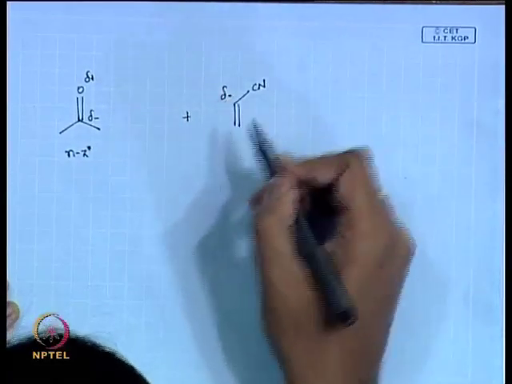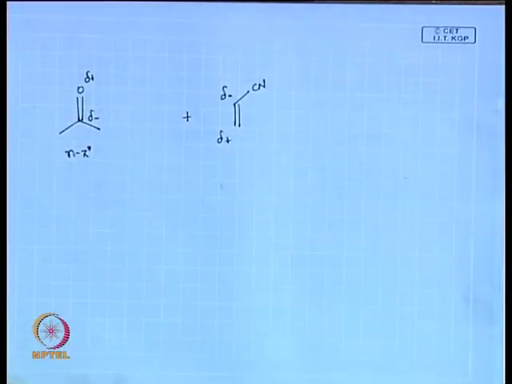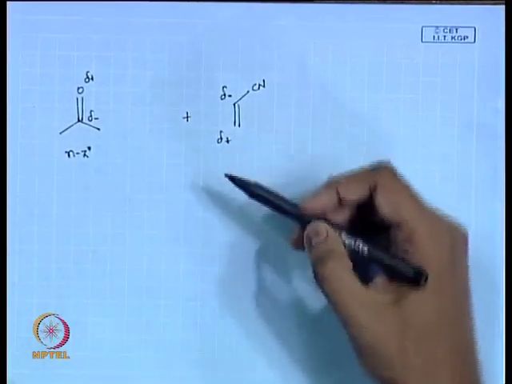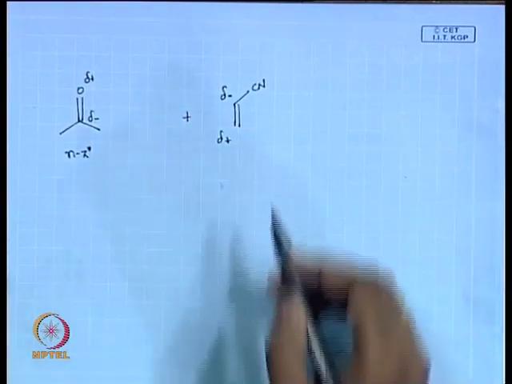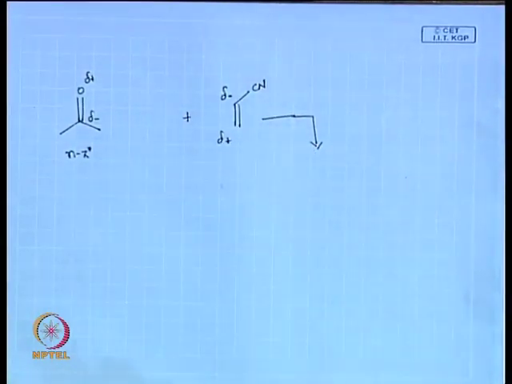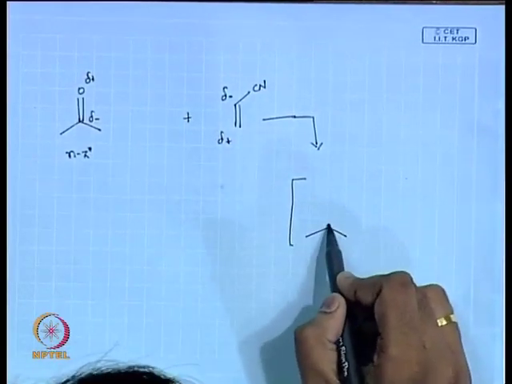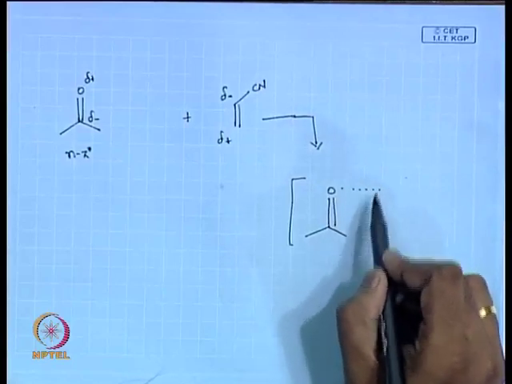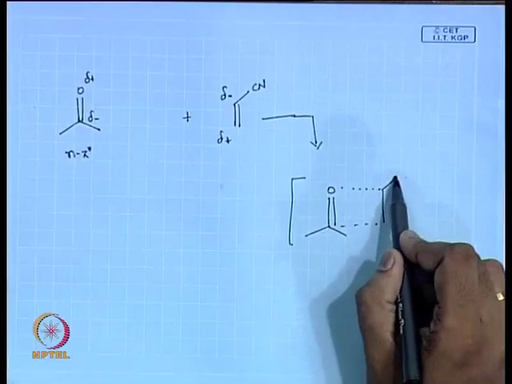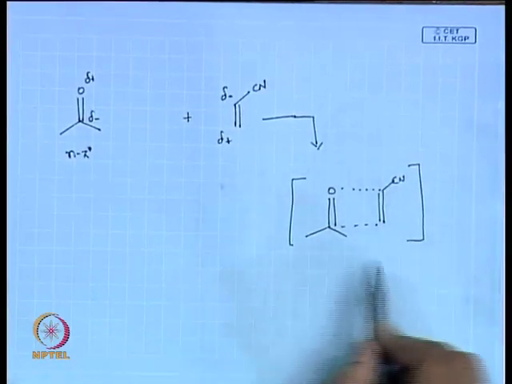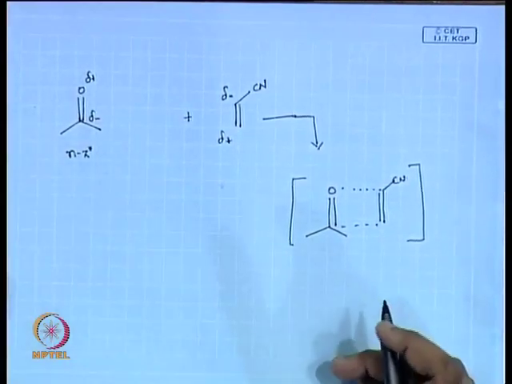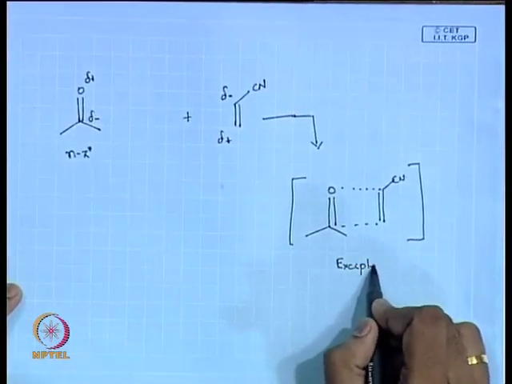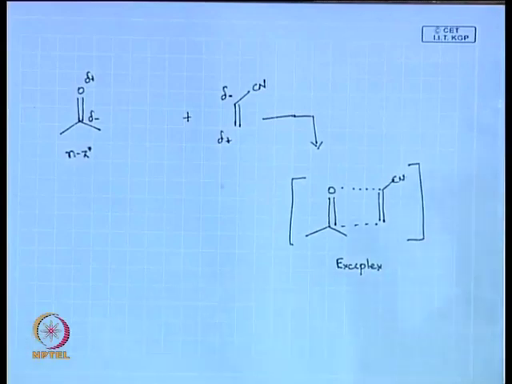And can I write it like this, my cyano, because I can pull all my electron towards this carbon. So, in the excited state, this guy makes chemistry like this, and you can make this come close. This you call an exciplex. In the excited state, your carbonyl and your electron withdrawing alkene form a sort of exciplex.